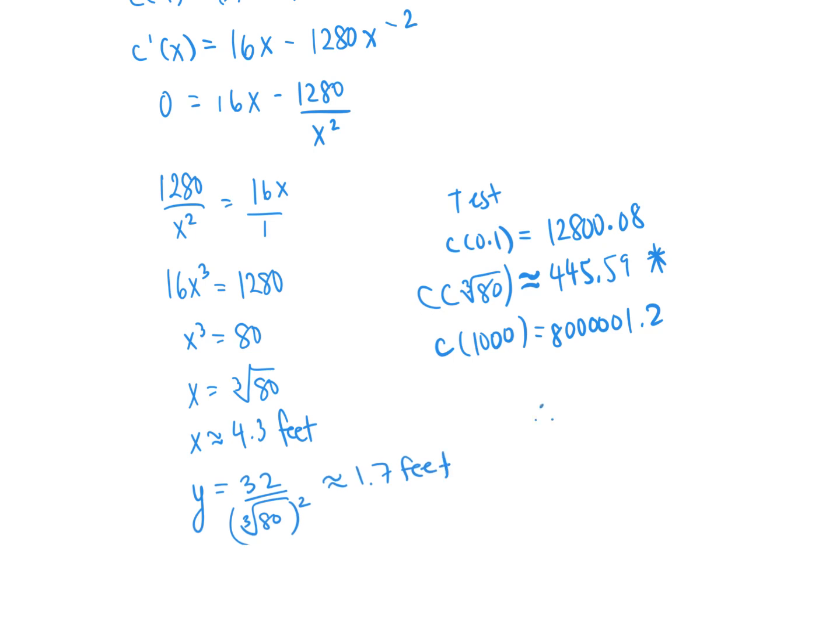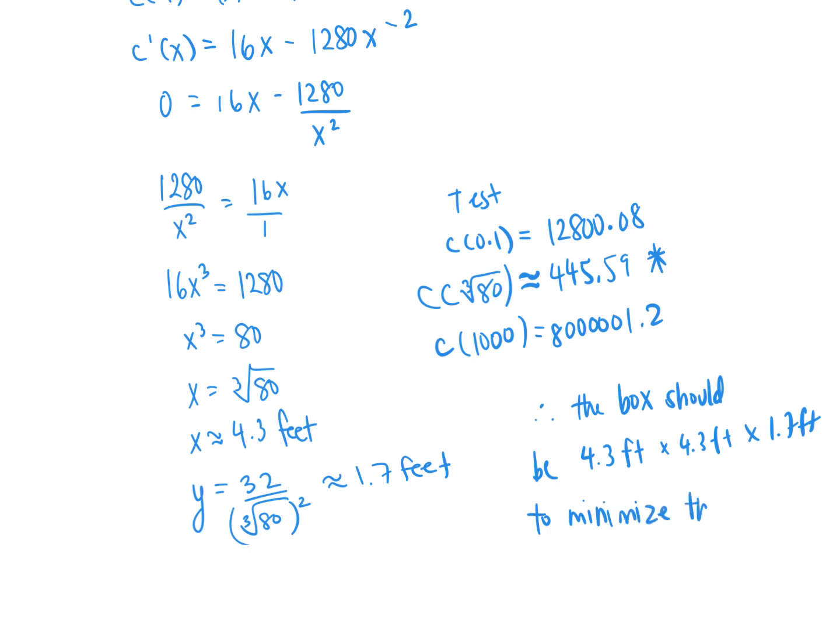So therefore, the box should be 4.3 feet by 4.3 feet by 1.7 feet to minimize the cost. And there we are. Two examples where we had to create an equation for cost, find the derivative to find that critical point that will hopefully minimize the cost.